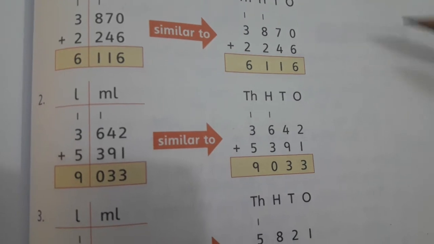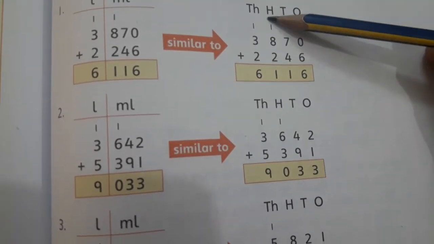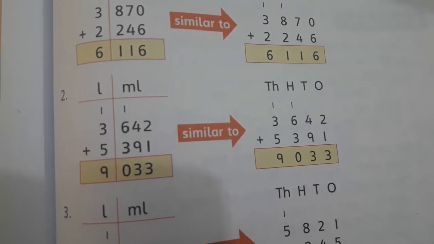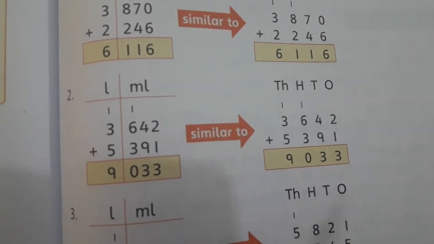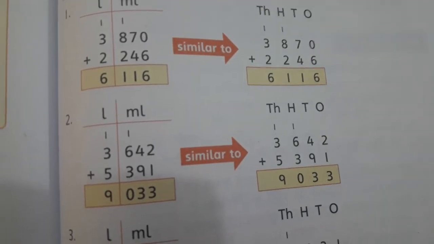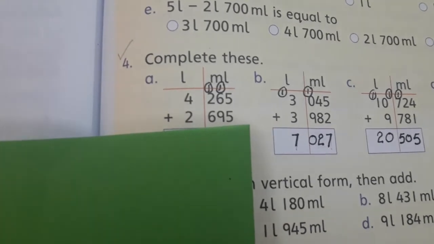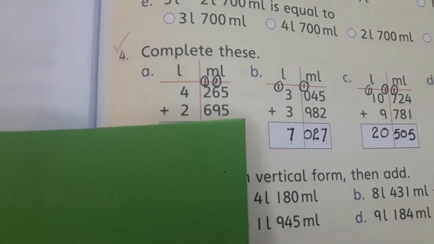Okay students, for addition questions, remember thousands, hundreds, tens and ones. It is easy to add with liter and milliliter if we remember that 1 liter is equal to 1000 milliliter. Students, now look at this question number 4. Complete this liter and milliliter. So first of all we will try to add it.